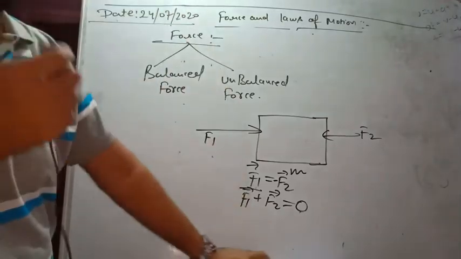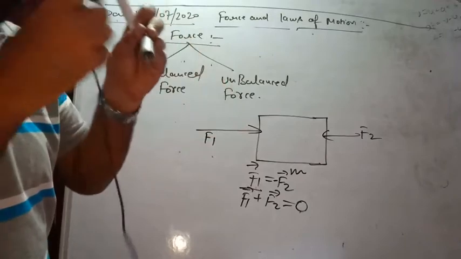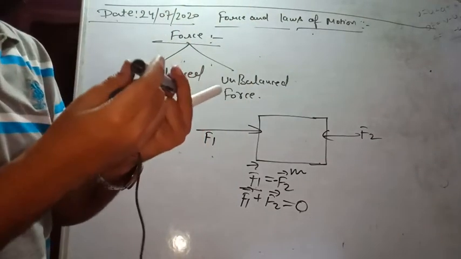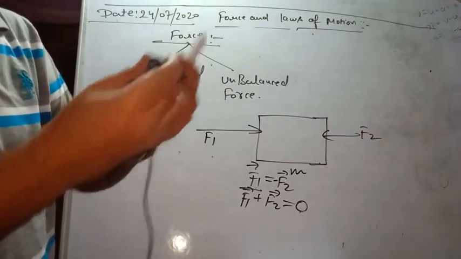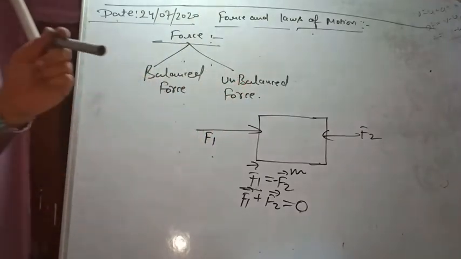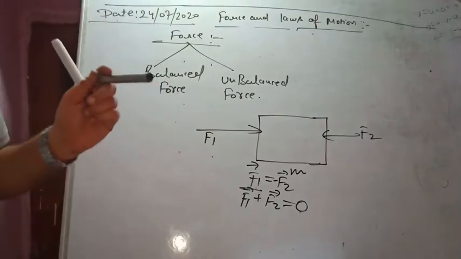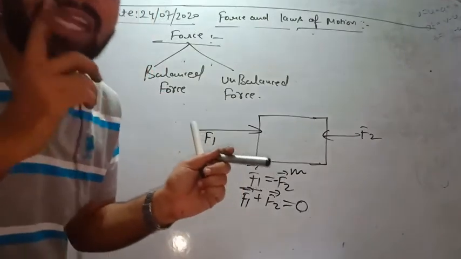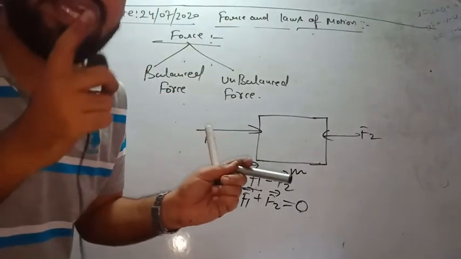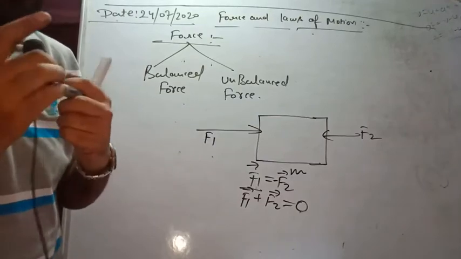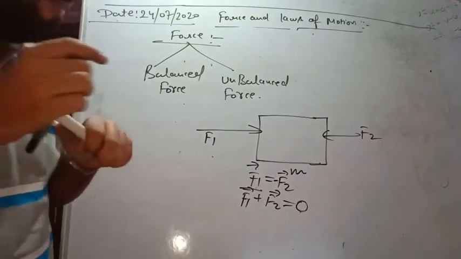For example, I have a marker and I apply a force of 5 Newton. I just broke it. Now, if I apply a force of minus 5 Newton, can I join it again? No. So the change in the shape of the body will be permanent. So balanced force can cause one effect, that is, to change the shape of a body permanently. Is it clear? So this is the effect of balanced force.